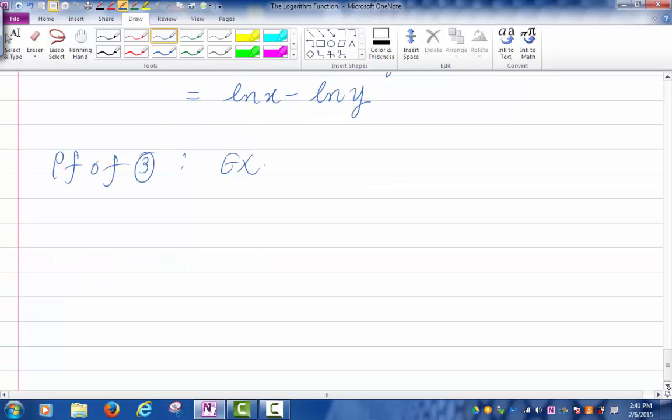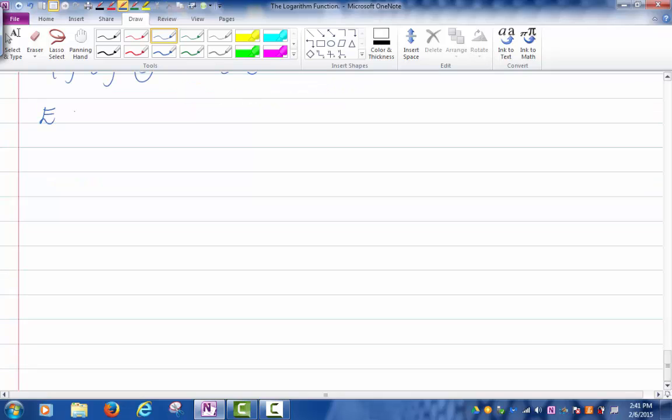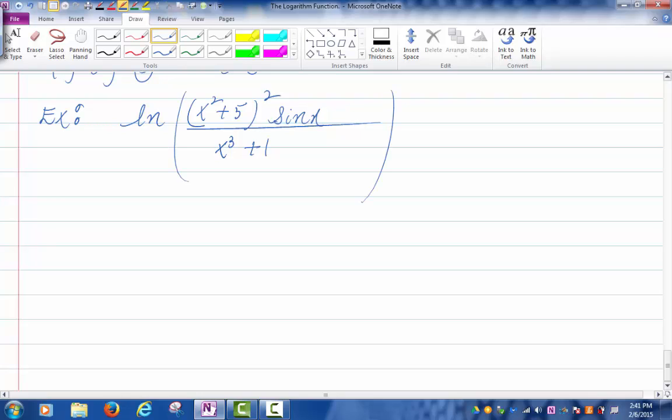Okay, so let's now look at some examples before I tell you what the graph of this function is. Let's say I have ln of (x squared plus 5) squared multiplied by sine x, divided by x cubed plus 1. To be honest, I should be putting parentheses around that fraction, right? But I will just succumb to the pressure of tradition, and I'm going to use this.